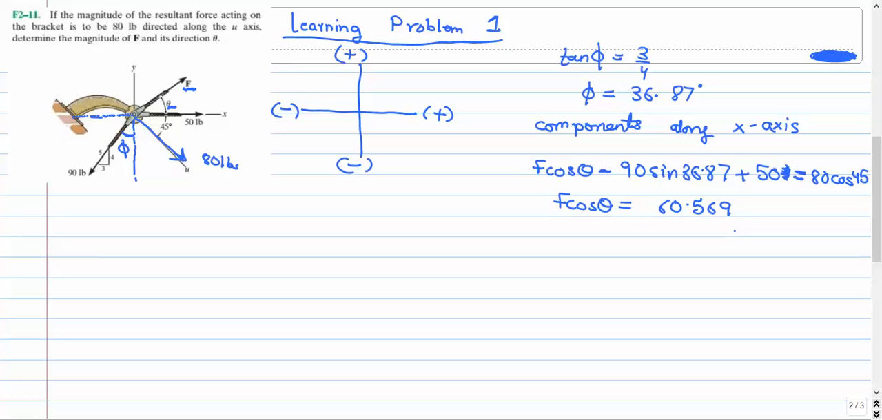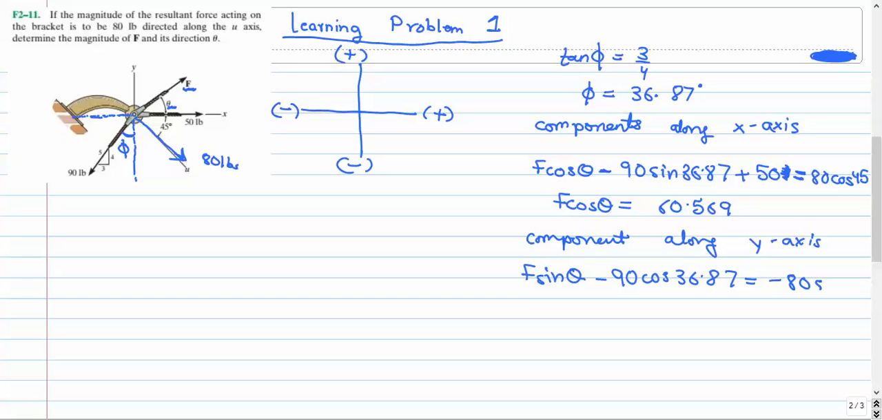Okay, so let's leave this equation right here for now, and let's move on to the y components. Components along the y-axis. So F sine of theta minus 90 cos of 36.87 should be equal to negative 80 sine of 45. And once we solve these forces, we get F sine of theta is equal to 15.431.